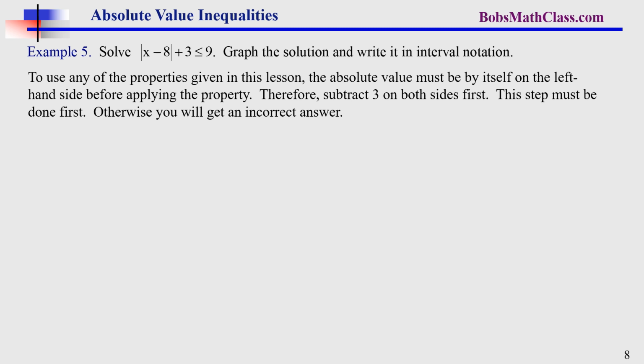To use any of the properties given in this lesson, the absolute value must be by itself on the left-hand side before applying the property. Therefore, we will subtract 3 on both sides. This step must be done first, otherwise you will get an incorrect answer. Okay, that's true. So subtract 3 on both sides. That leaves us with the absolute value of x minus 8 less than or equal to 6. Now we could use our property.